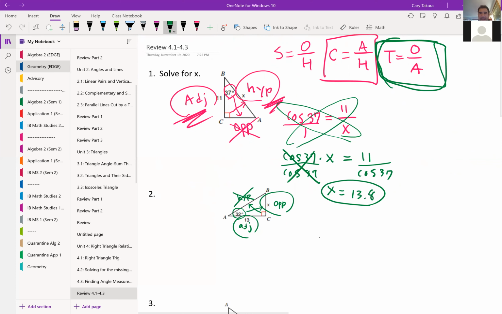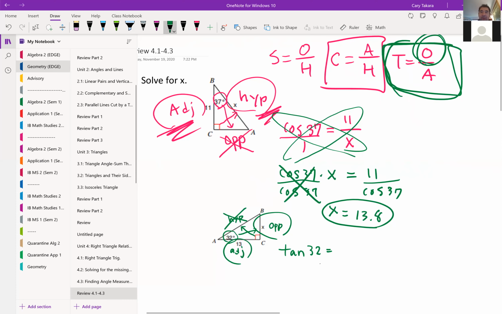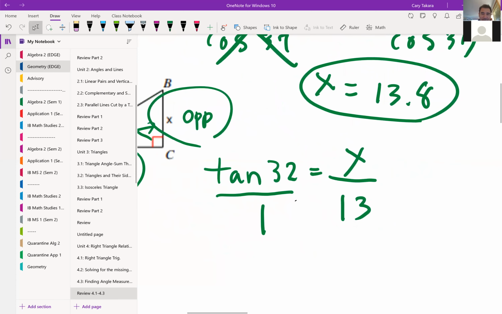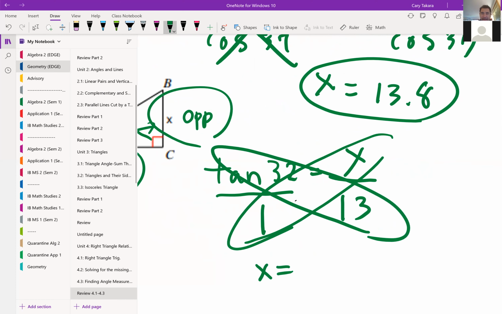Tangent of 32 equals opposite over adjacent, so it will be x over 13. Now this time x is on the top. This will be a little bit easier than before, because if you cross multiply, you just get 1 times x, which is x. So x equals the other diagonal multiplied: x equals tangent of 32 times 13.